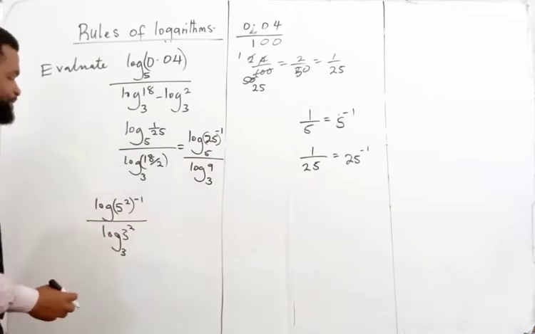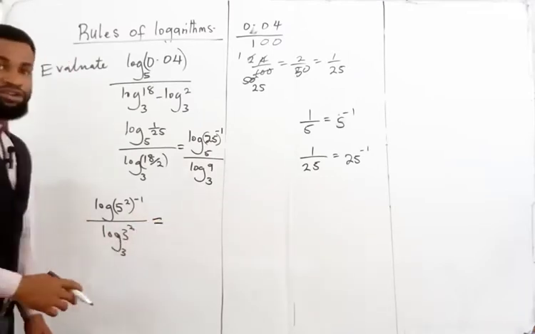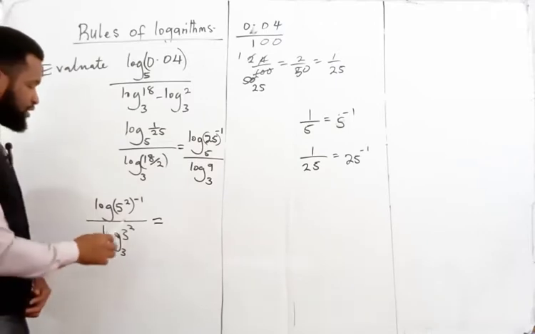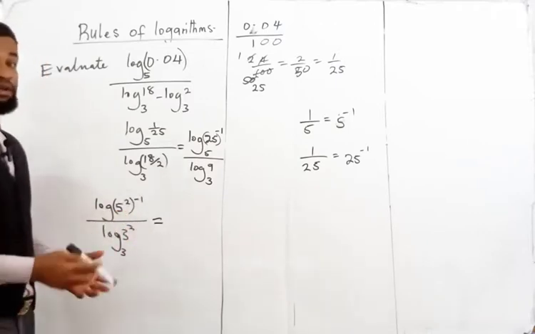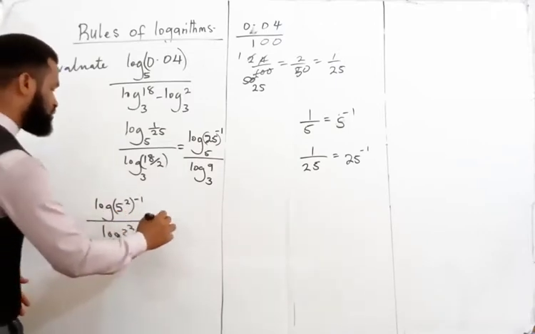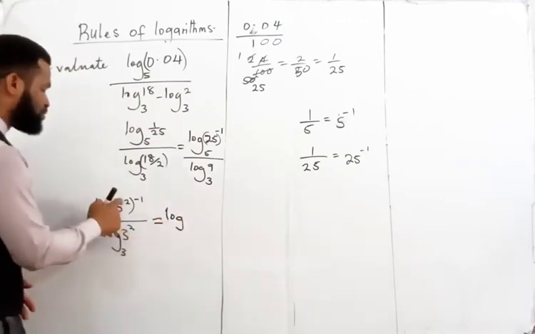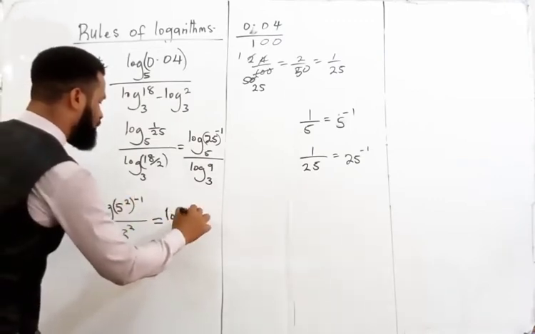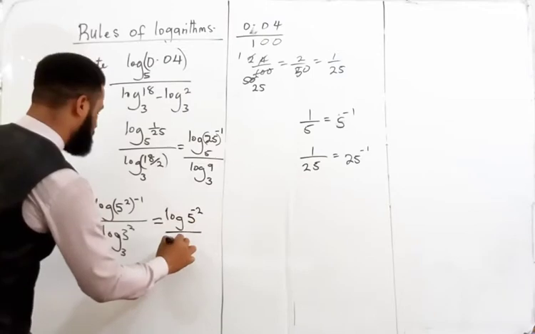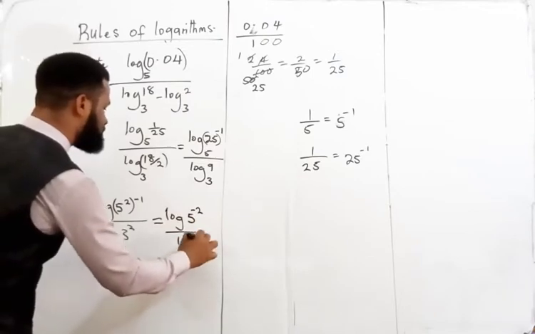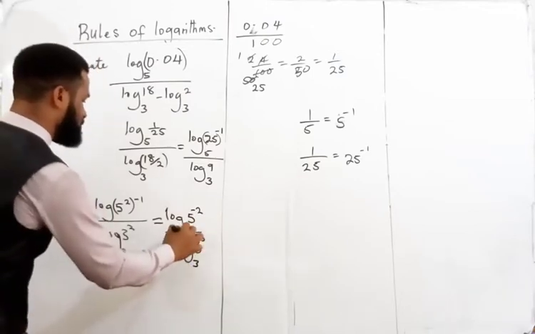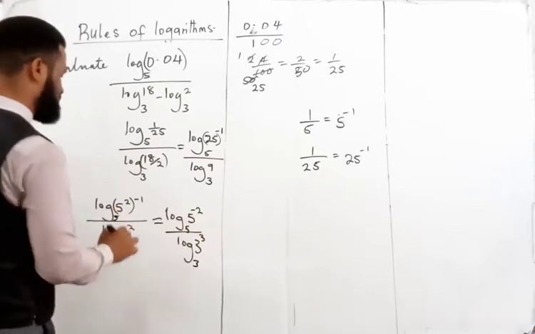All right. Now, according to the rule of indices, power multiplies power. Power multiplied by power. That's the rule. So you are going to have 2 times minus 1, giving log of 5 raised to power minus 2 all over log of 3 raised to power 2 base 3. Remember, this is base 5. Base 5. All right?